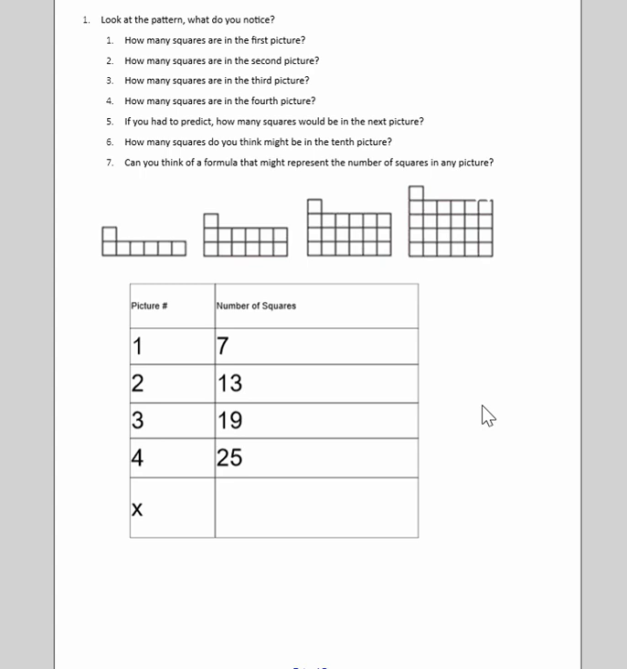So a couple ways to approach finding a formula. The first thing that you want to do when you're making a formula is look for a connection between the picture number and the number of squares that you see. Hopefully you do see that every time we add a picture, we're adding 6 squares. So every new picture has 6 more squares, 6 more squares, 6 more squares.